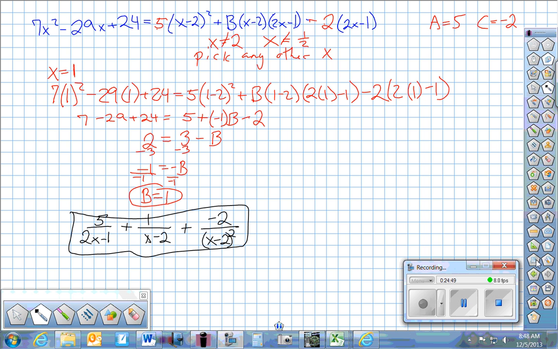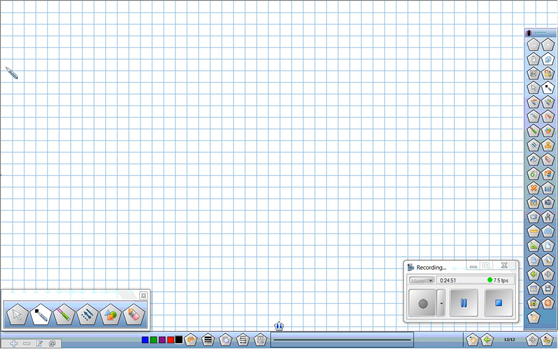Then the next example I have for you is 6x cubed plus 5x squared minus 7, all over 3x squared minus 2x minus 1. So my first step is to check out my degrees, and this one is going to be different than the other ones we did because the top is bigger in degree than the bottom.